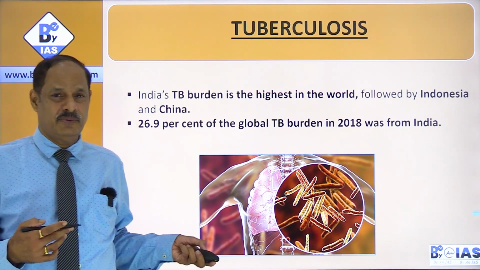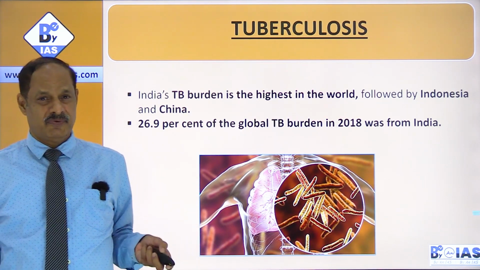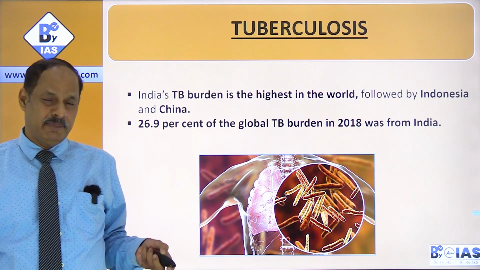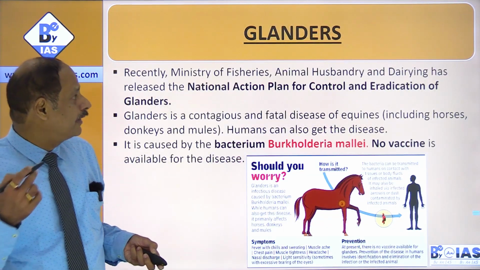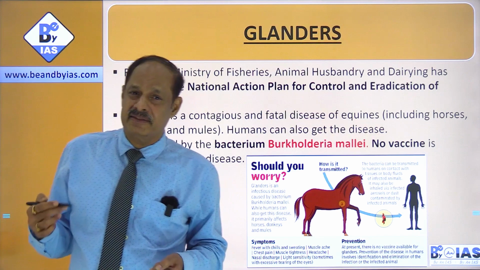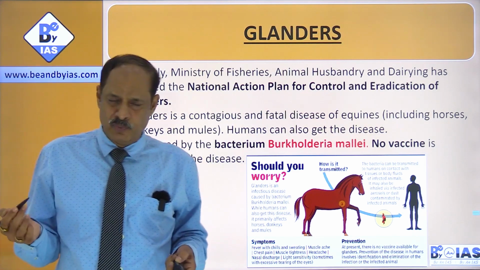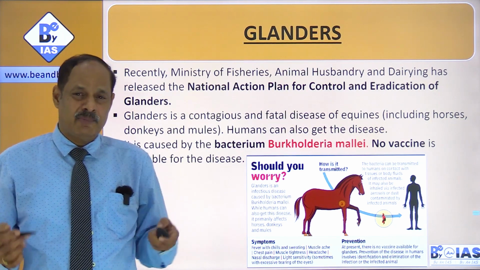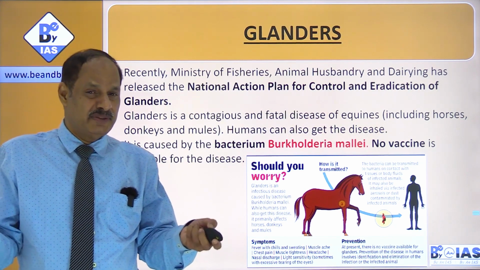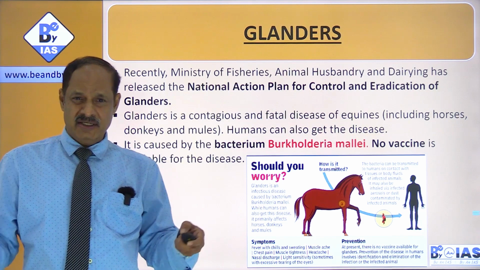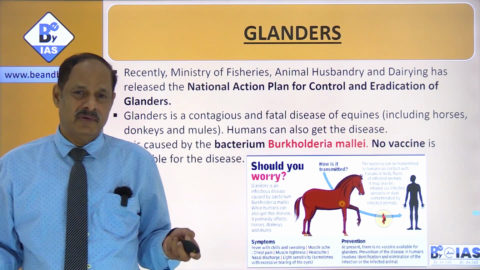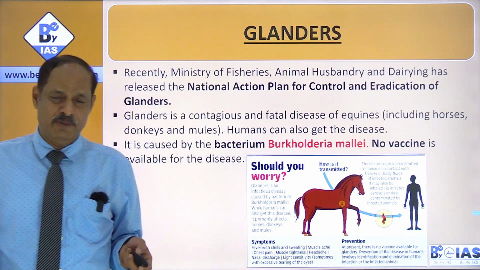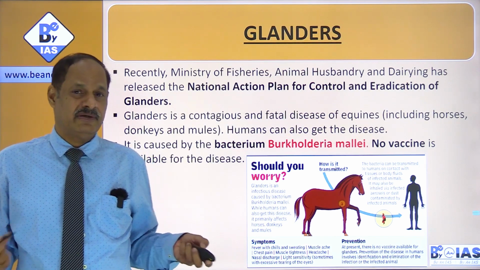So something related to TB also there could be a question, because some new initiatives have been taken by the government. And then glanders. Glanders is another disease caused by bacteria, though mostly it occurs in mules, horses, and that family. It can also spread to humans, because you have jockeys and cleaners of these animals who can actually get infected with this.